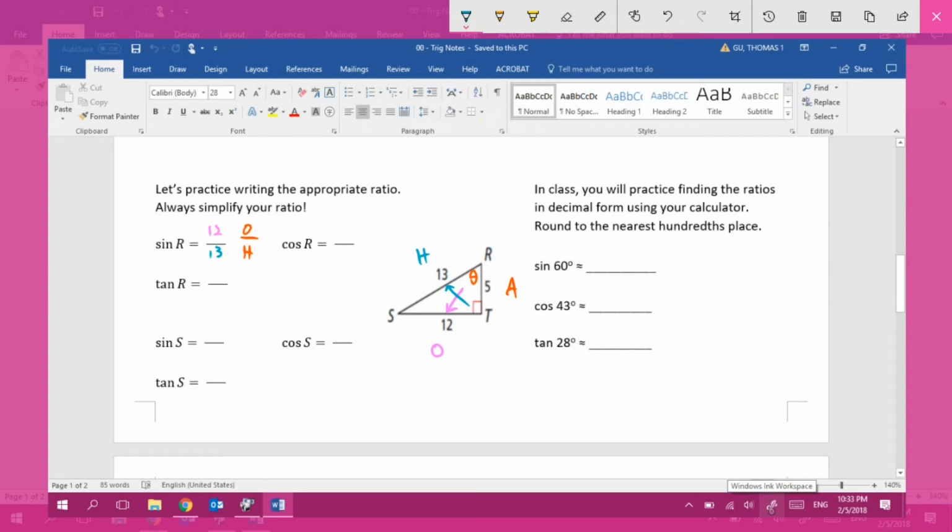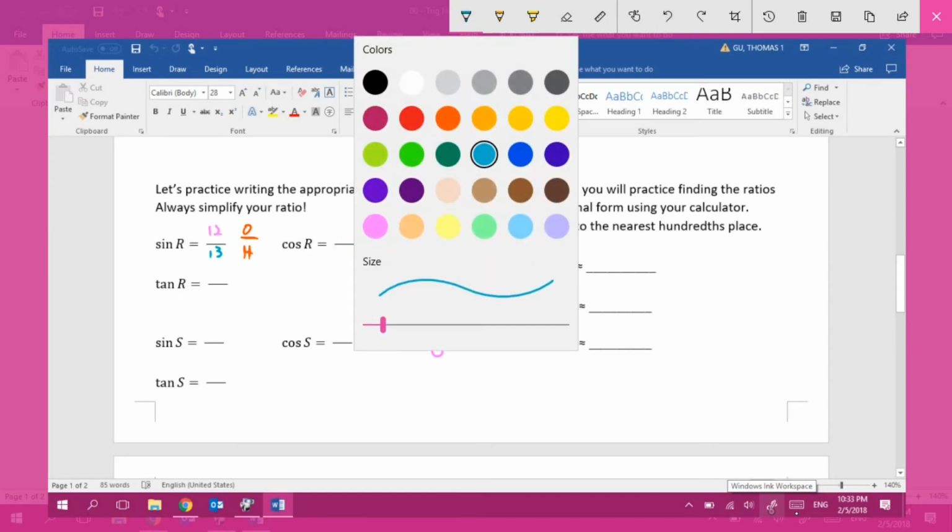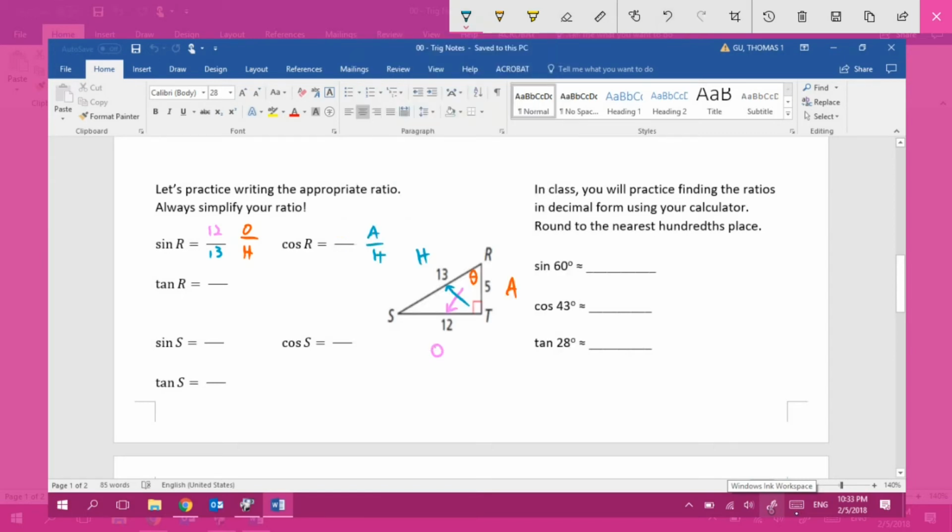Next, cosine of r. Cosine, remember, is adjacent over hypotenuse. Oh, whoops, I'm not supposed to write that there. It's A over H. Now look back at the picture. Where's my adjacent side? It's the 5. So 5 is going to be my adjacent over the hypotenuse, which was 13. So the cosine of r is 5 over 13.